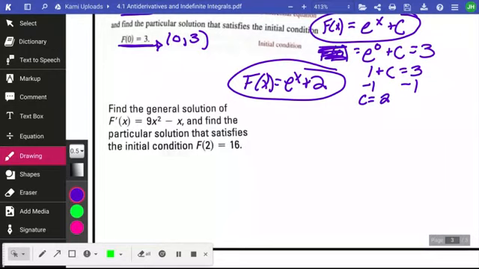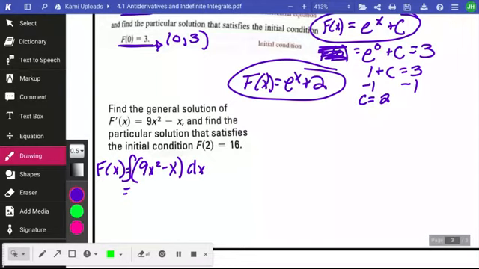We are finding the general solution for 9x squared minus x, and then we're going to find the particular solution that satisfies f of 2 equals 16. So we need to integrate 9x squared minus x dx, and that will give us our f of x.